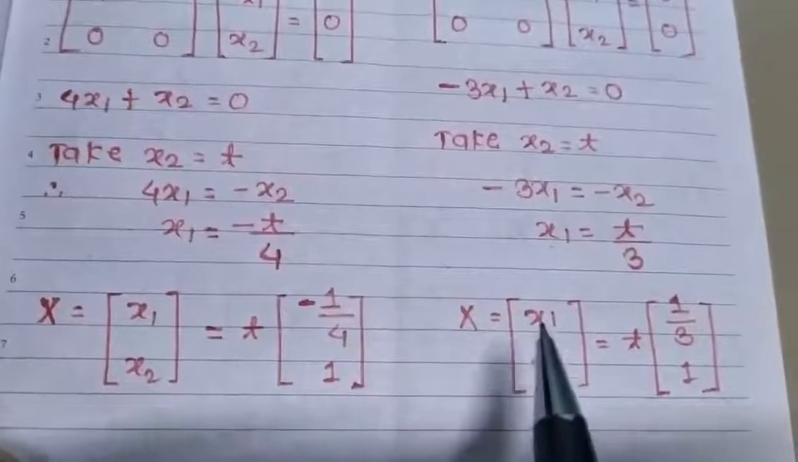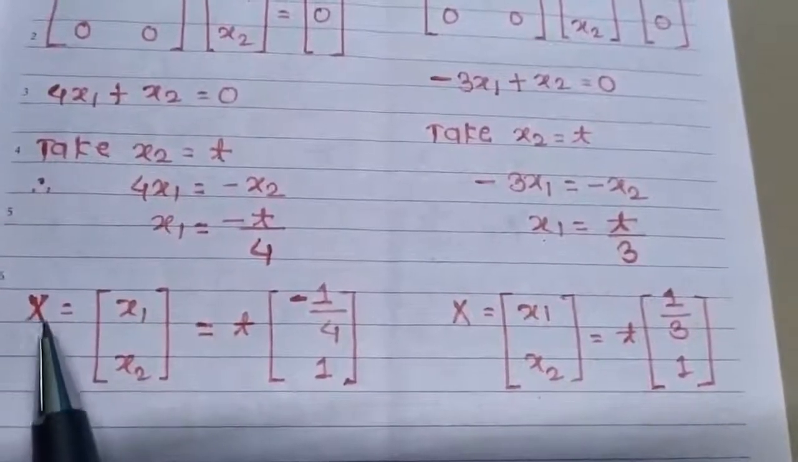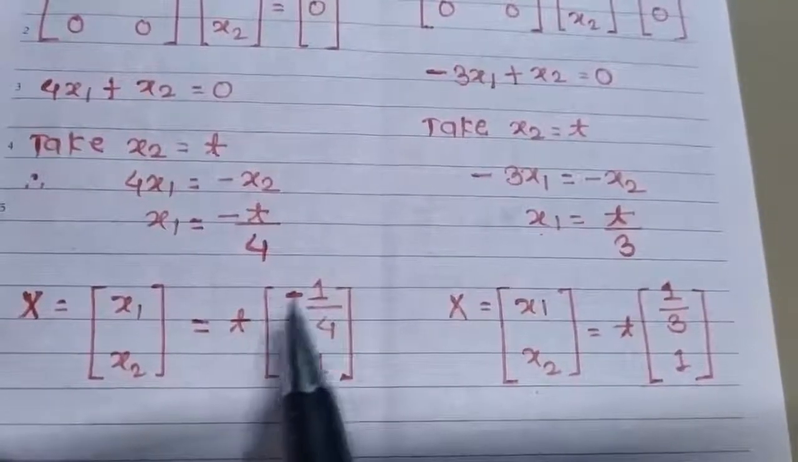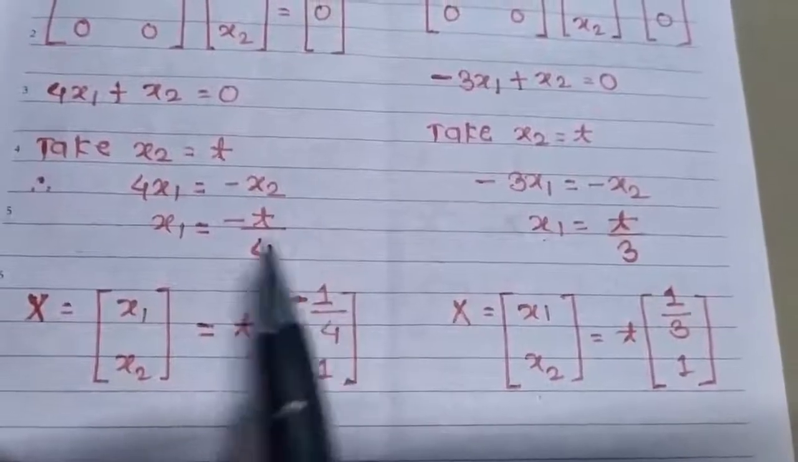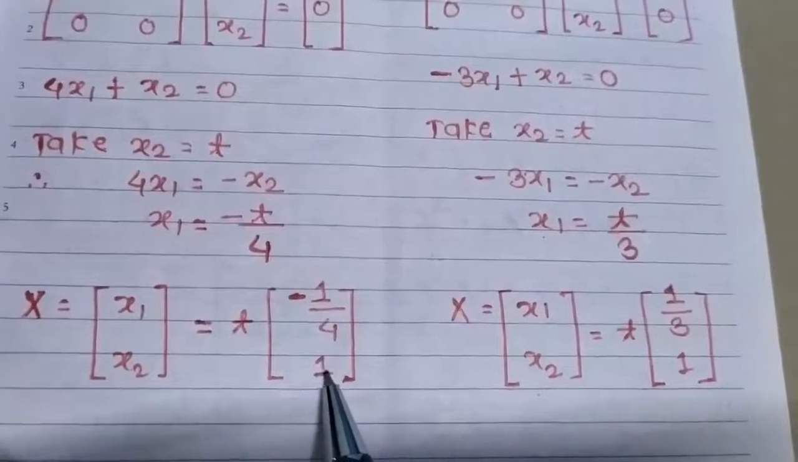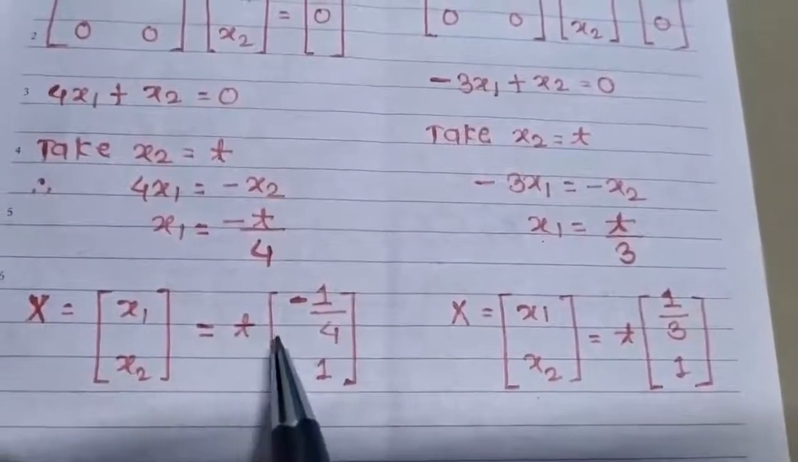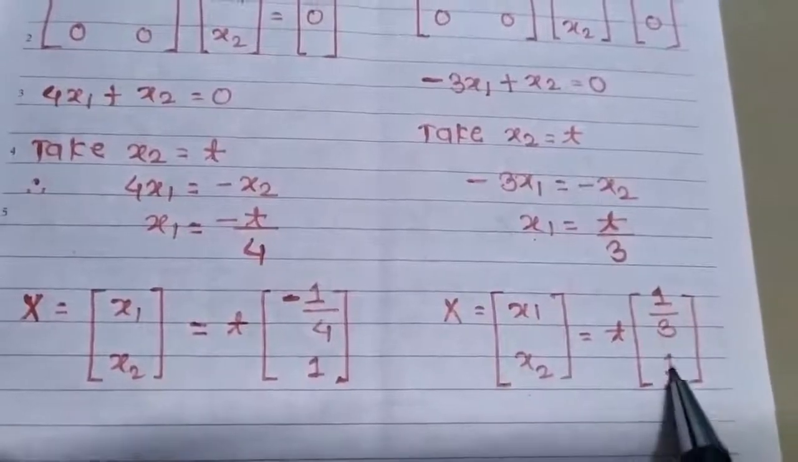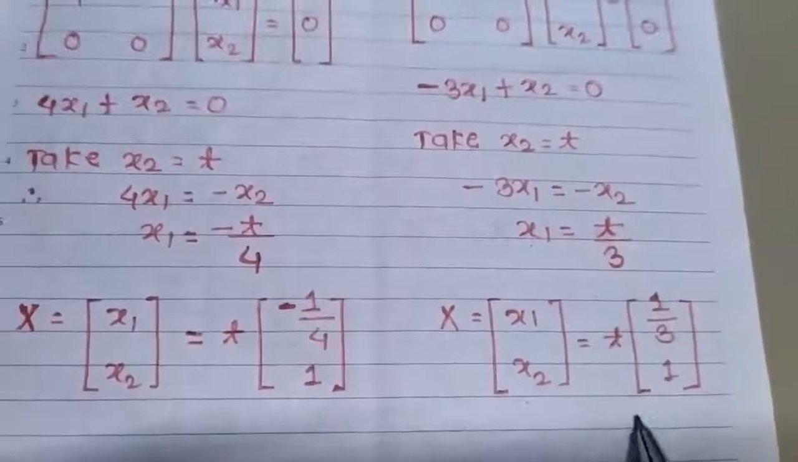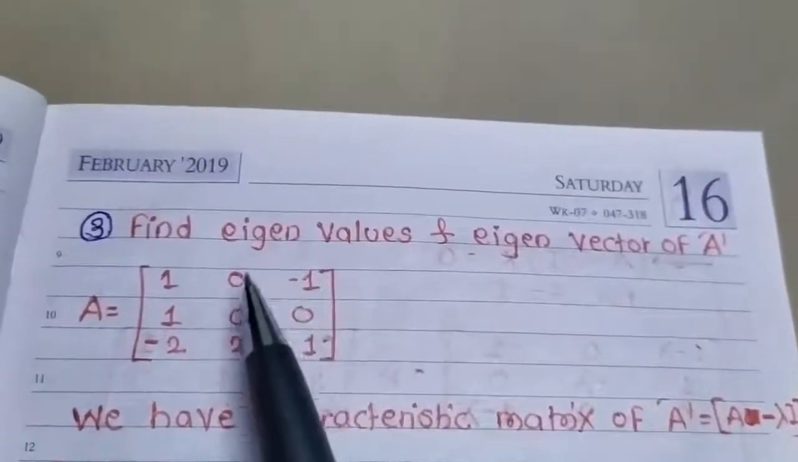We can rewrite these eigenvectors as capital X is equal to x1, x2, is equal to t common, minus 1 by 4, which is the value of x1, and the value of x2 is 1, when t is taken common. Same, x1 is t by 3, which means 1 by 3, 1, and t is common. Now a 3 by 3 matrix.